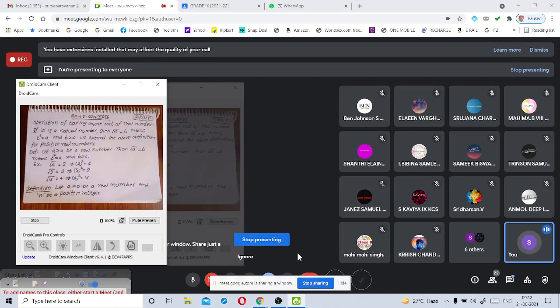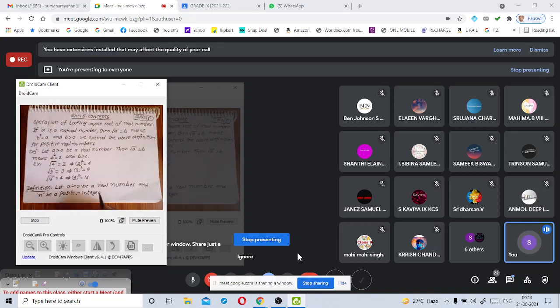Do you remember what positive integers are? Can you tell me? So 1 to infinity. Yes, very good, my dear Santi. 1, 2, 3, 4, and so on. These are called positive integers. So here n is taking positive integers.